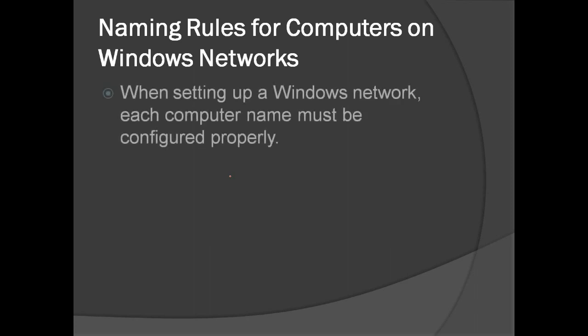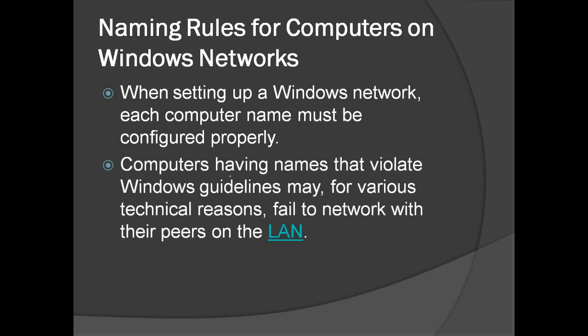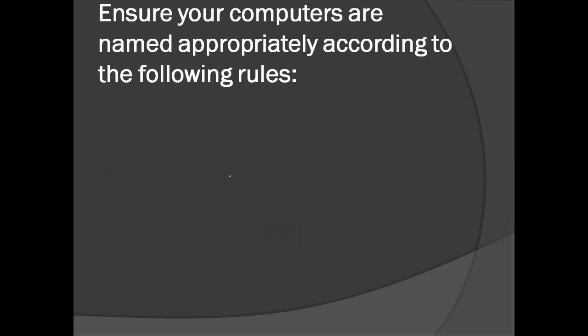Okay, so when you're connecting computers on the network and you have to manage the computers on the network, these are the naming rules for computers on a Windows network. When setting up a Windows network, each computer name must be properly configured. Computers having names that violate Windows guidance may, for various technical reasons, fail to network with their peers on the LAN. So these are several rules in naming computers on the network.